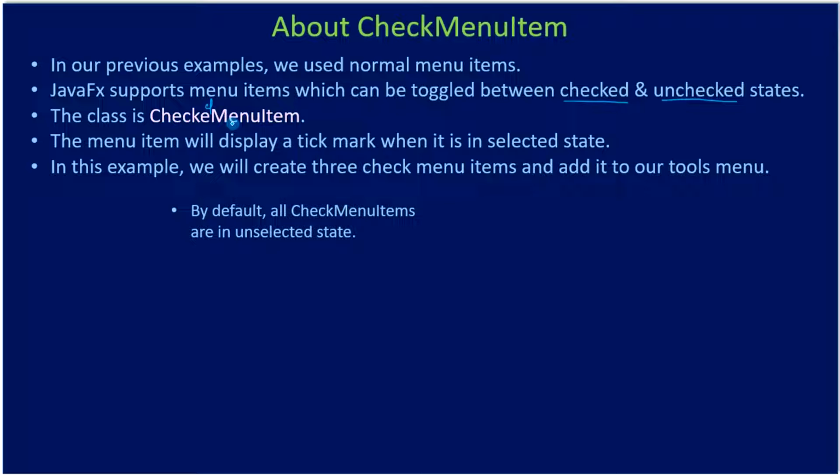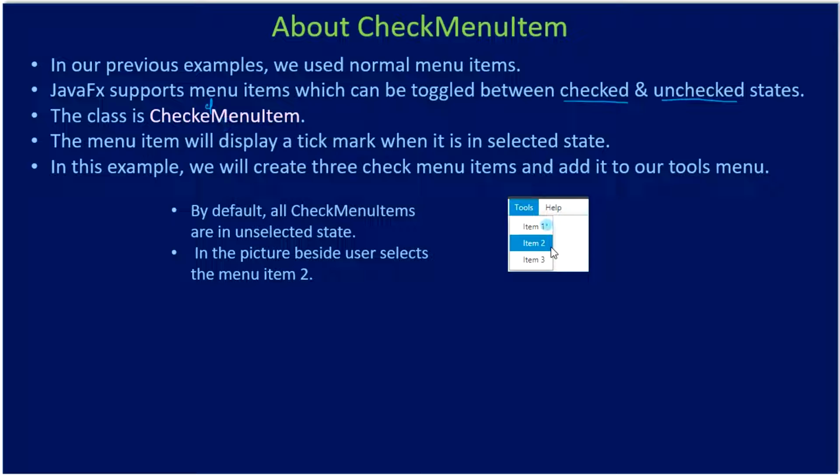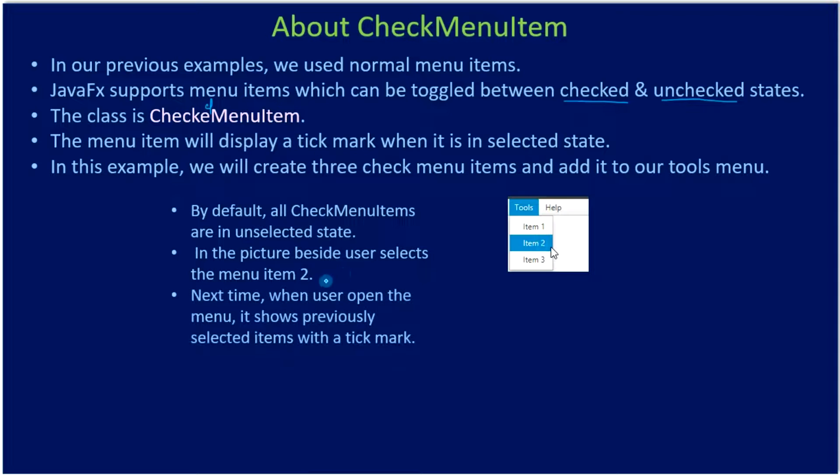By default, all check menu items are in unselected state. In the picture beside, the user selects the menu item 2. Here if you see, all are in unselected state. And we are assuming that the user is selecting the menu item 2, and once they select this menu item 2, this pop-up will get collapsed.